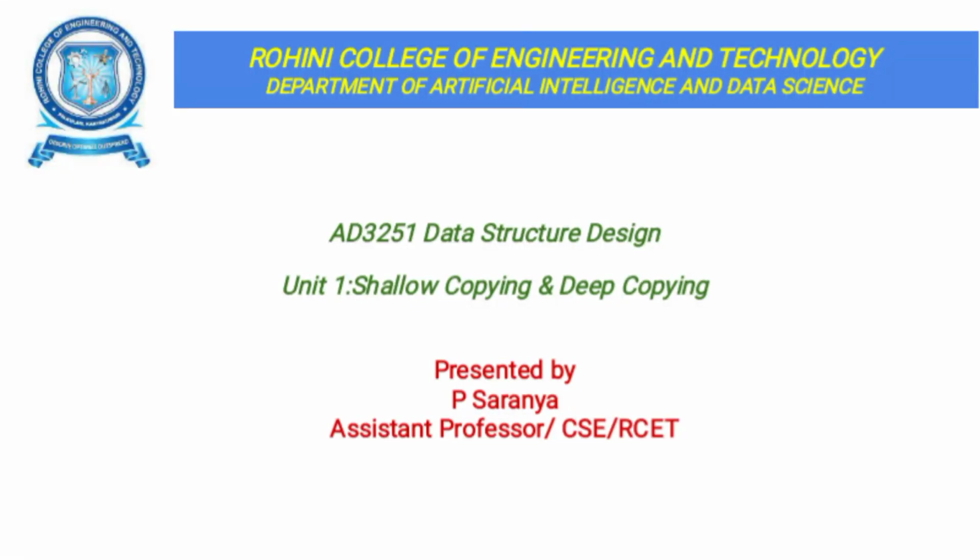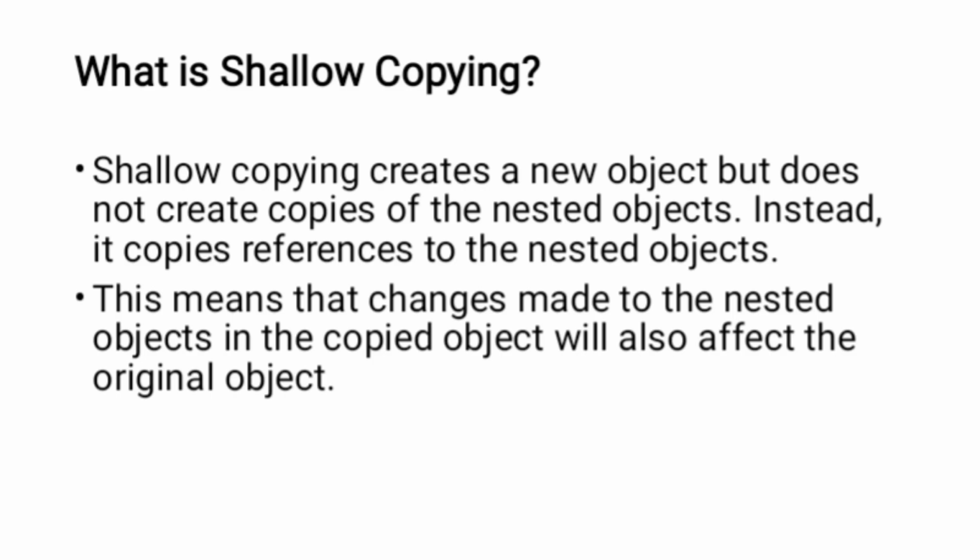In this video, we will see about the concept of shallow copying and deep copying, two important techniques for working with data structures in Python. What is shallow copying? Shallow copying creates a new object but does not create copies of the nested objects. Instead, it copies references to the nested objects. This means the changes made to the nested objects in the copied object will also affect the original object.